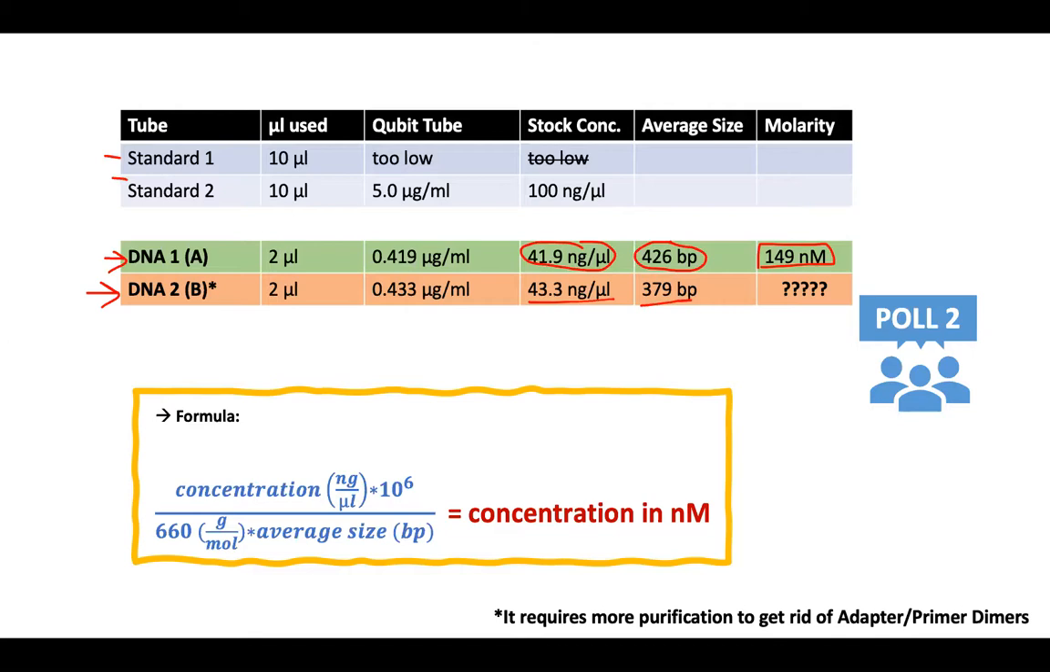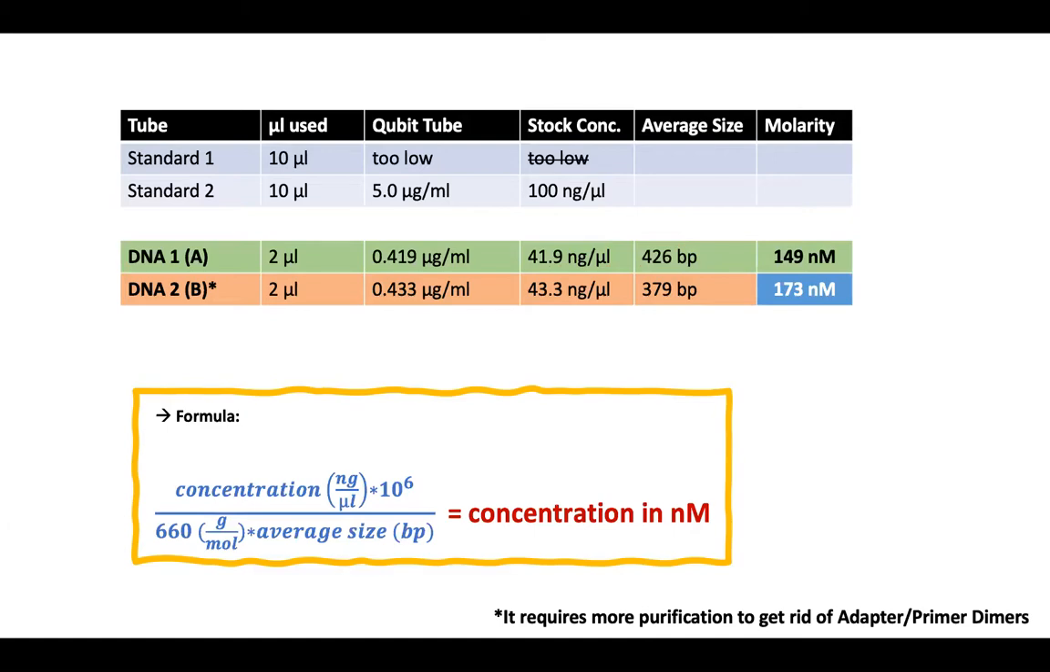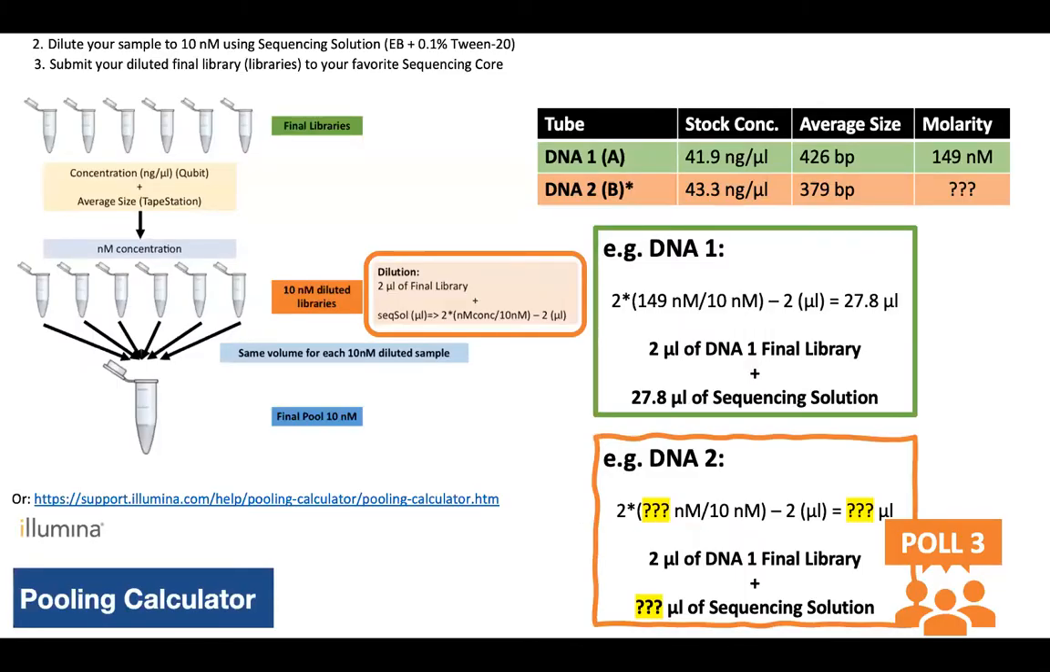Okay, sounds good. If you use the formula, you're going to get 173. If you use the link that I gave you in the previous slide, it's possible that it's slightly different. I think there are a few approximations. For example, this is an approximation of the molecular weight of the base pair. But in general, it's very similar. So the correct answer is 173.